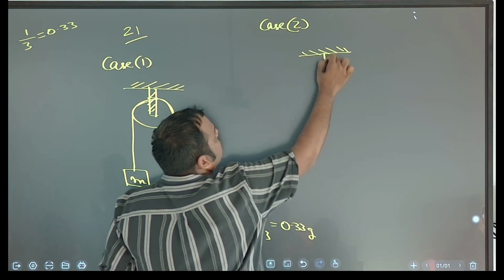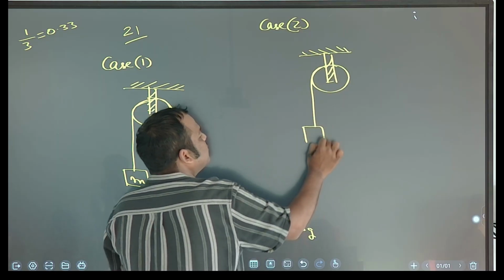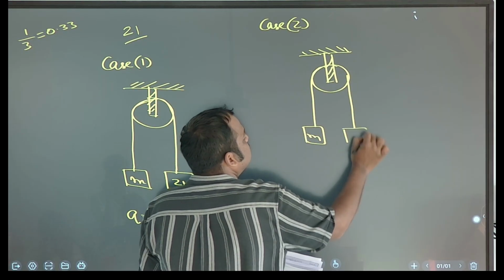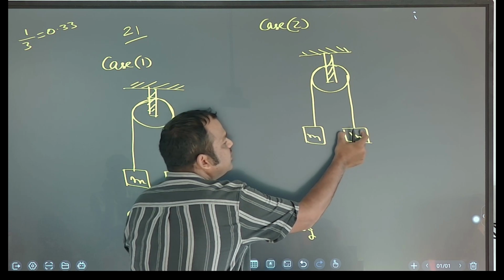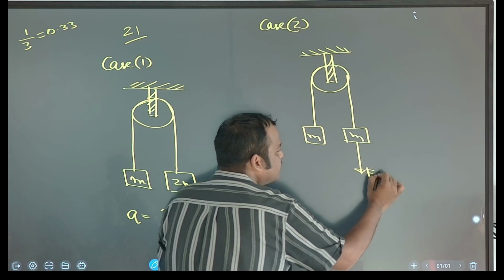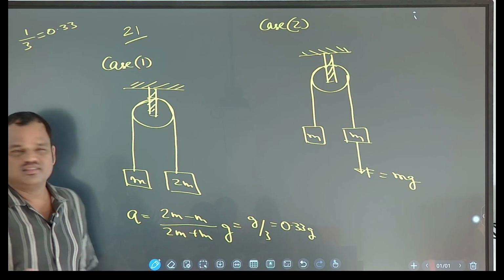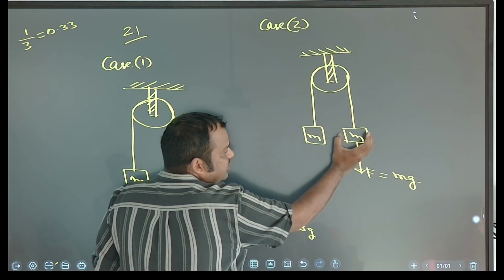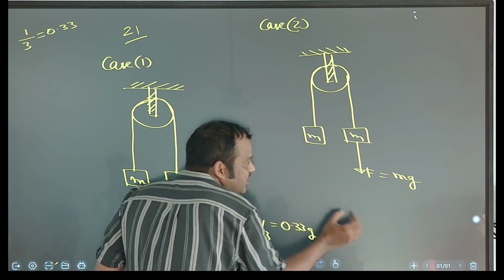Ceiling is there, clamp is there, pulley is there. Left side, what is the block? M. Right side, what is the block? M. And now you are pulling this M with a force, and that value of this force is mg. Okay, see, one block here, one block here. You are holding this block and pulling it down. What force you are exerting?